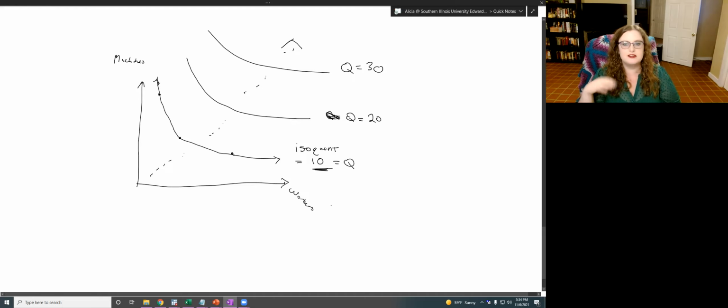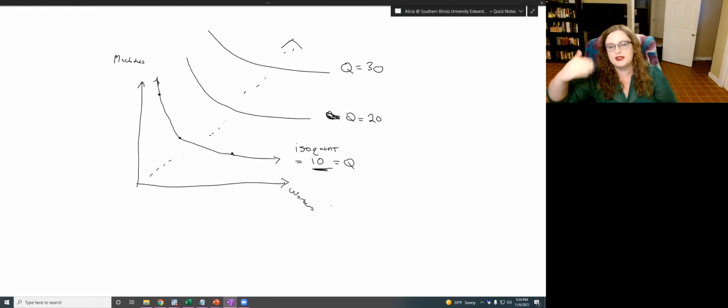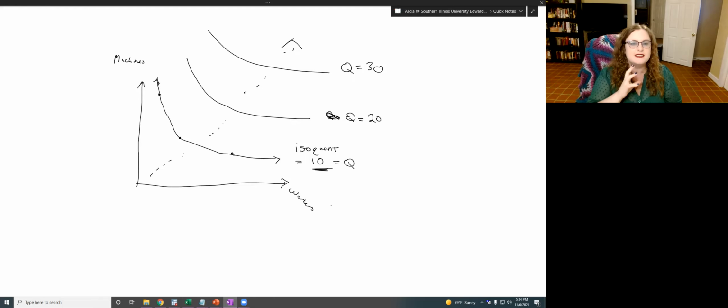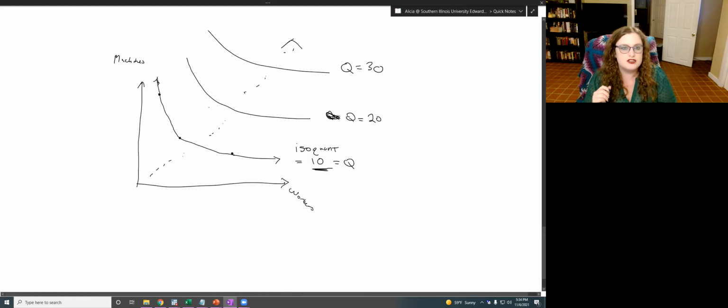So each line represents, okay, I can make 10 here, or I can make 20 here, or I can make 30 here. And it's the different types of combinations in between our machines. So let's say our capital input and our workers, our labor input, that can get that level of production.